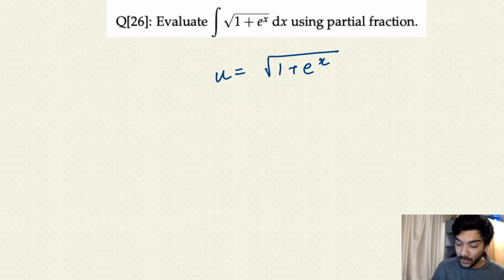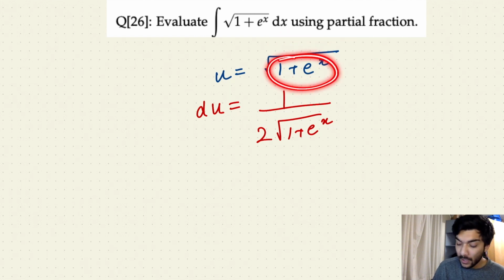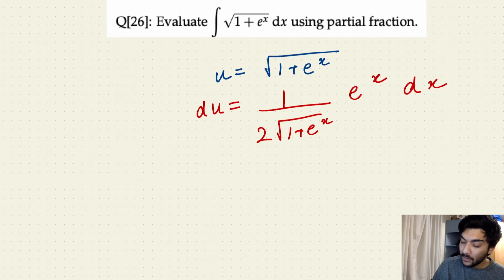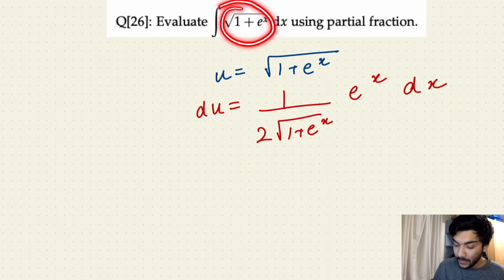So if we assume a u function to be square root 1 plus e to the power x, we know that the du would simply be 1 over 2 square root 1 plus e to the power x, which is basically the derivative of a square root function, and we'll have to use the chain rule as well and calculate the derivative of 1 plus e to the power x, which would simply be e to the power x, and then you'll have a dx term as well. And now in terms of dx, you'll have this expression. In terms of square root 1 plus e to the power x, you'll have u in this case.